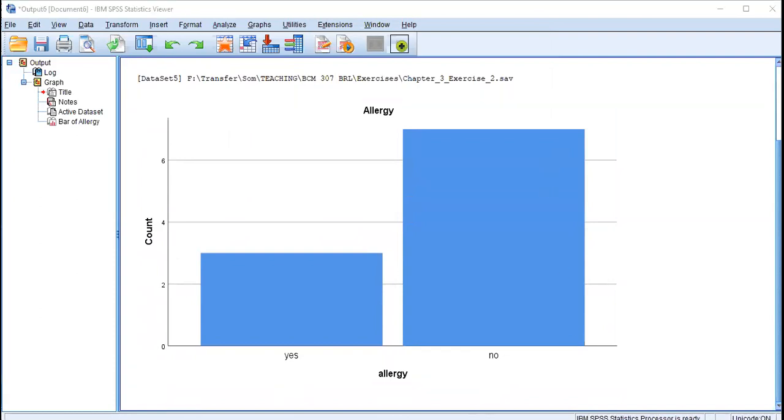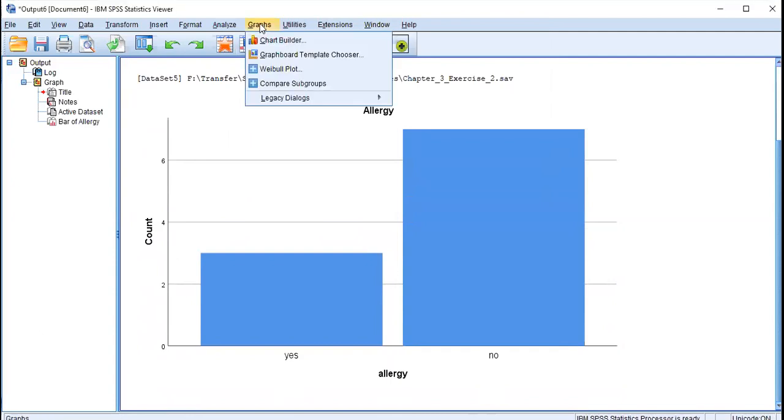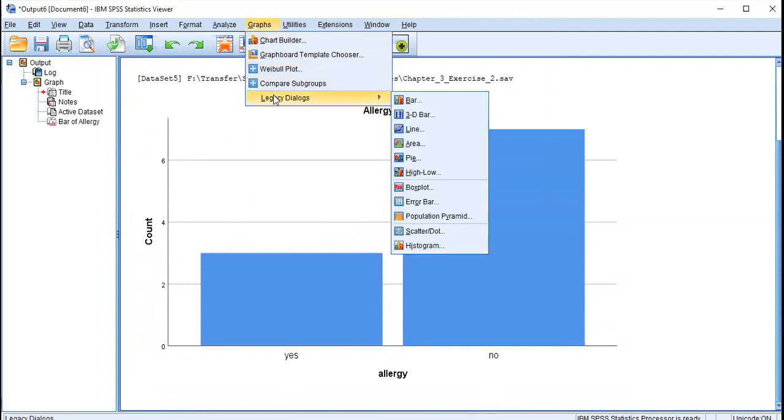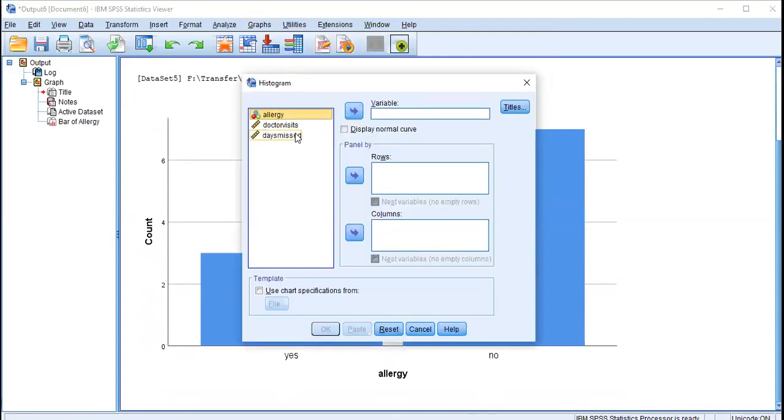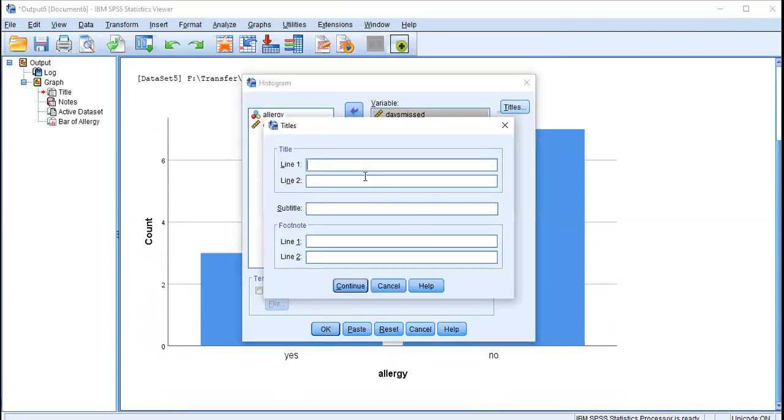Question 2, if you look at it, is to create a histogram of days missed and print the results, and also find out what's the mean number of days missed per year. So that is what we are doing. Coming to graphs again, legacy dialogues, histograms, and talking about days missed. The variable title can also be named as days missed.